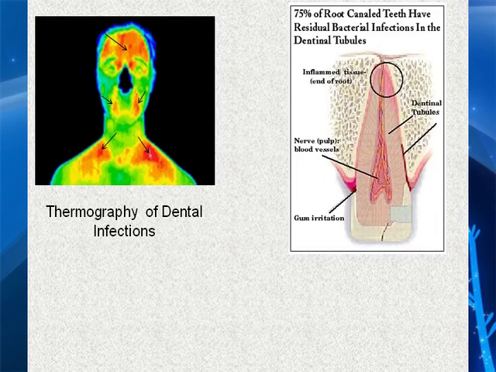Here we see an image of digital imaging or thermography. We have some suspicious areas that may be dental infections. Remember, the bacteria inside a root canal tooth can travel to another area of your body. And remember that 75% of root canal teeth have residual bacterial infections in the dentinal tubules.